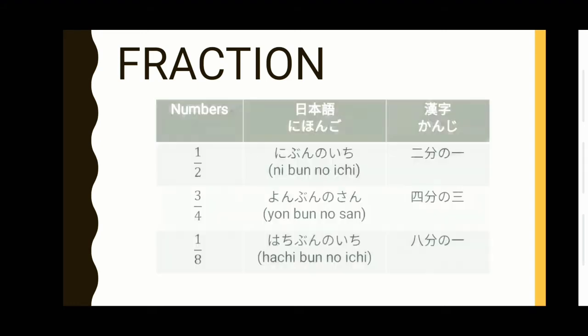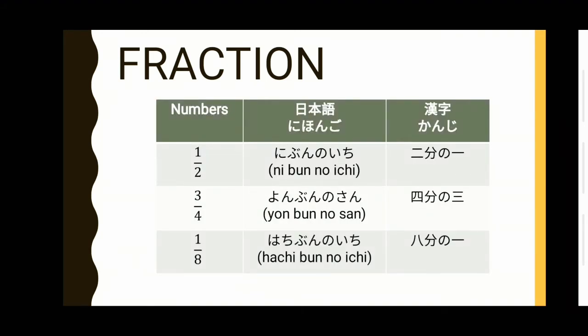So, we have here the fractions. In English, we read it from the top first, then the bottom. So we read it as 1/2. In Nihongo, the reading is from the bottom going to the top. So, we start with the bottom. We have number 2. In Nihongo, it is ni. The over is bun, no.